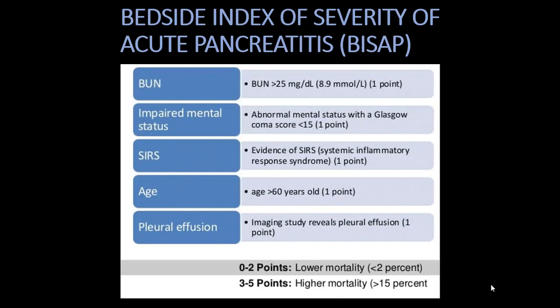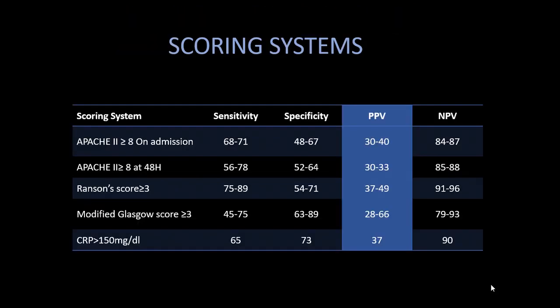and pleural effusion on imaging study. If the score is 0 to 2 points, there is a lower mortality, less than 2%. If the score is 3 to 5 points, there is a higher mortality, more than 15%. So this BISAP score is the most accurate, can be done at the bedside of the patient, and is easily applicable.